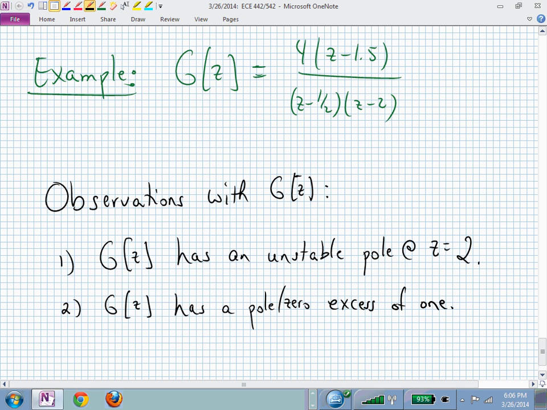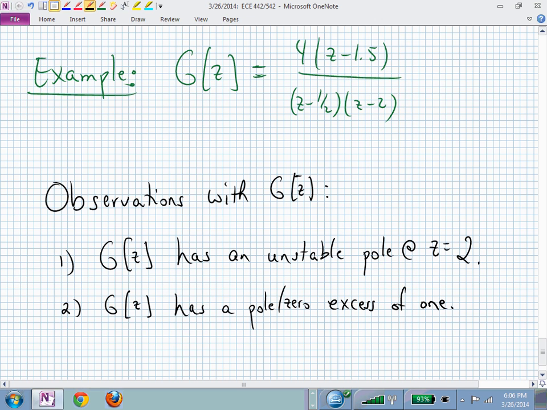Remember your restrictions. R1 was concerned with causality or the pole zero excess. Okay, you've talked about that. Restriction 3 was dealing with unstable poles of G of Z. Okay, we have one of those. And restriction 2, what was restriction 2? Unstable zeros. Do we have any of those?